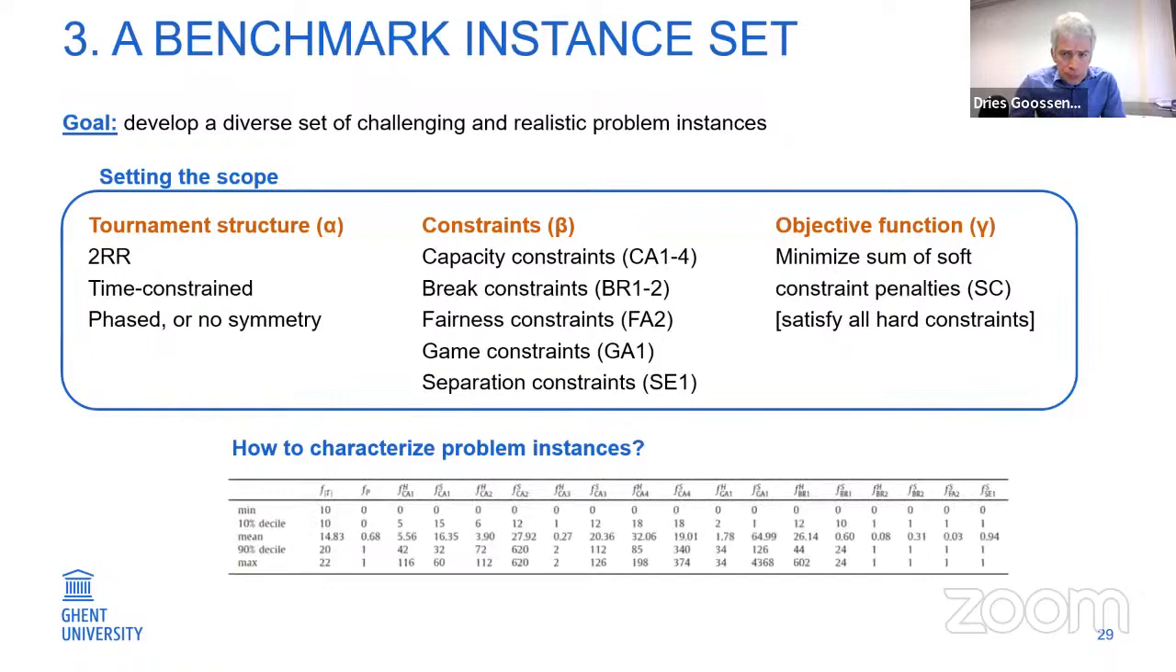So looking at these features, you can make a table and look at the instances that we found in practice, that we found in the literature, and see how they scored on each of these features. So you can see we have found instances with 10 teams up to 22 teams, where on average it's 15 teams and so on. Now that doesn't say all that much, of course, this kind of table.